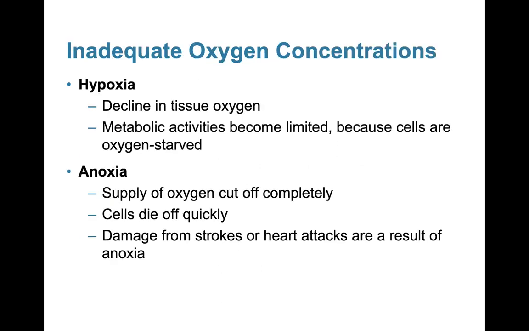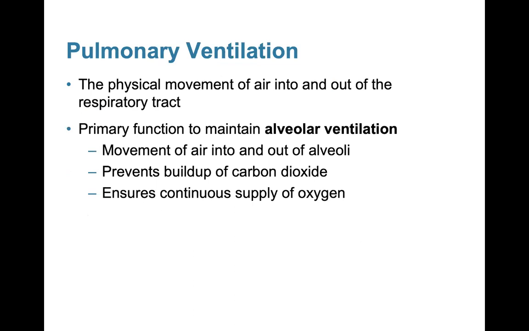What happens if you don't get adequate oxygen concentrations? Well, you can have hypoxia. This is a decline in tissue oxygen. Metabolic activities will become limited because cells are oxygen starved. Anoxia is when the supply of oxygen is cut off completely. The cells die off quickly, and damage from strokes or heart attacks is a result of anoxia. Now, the process of pulmonary ventilation: this is moving air into and out of the lungs.